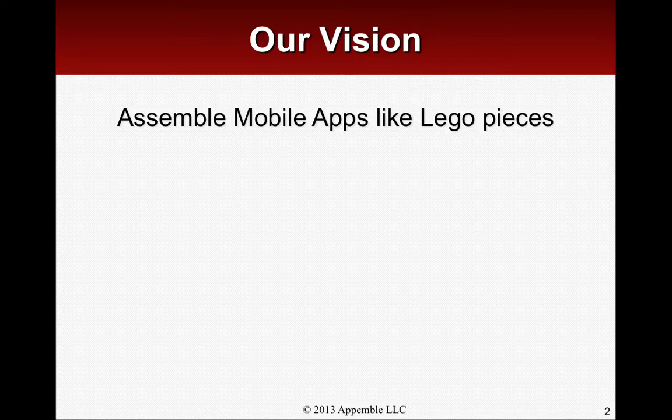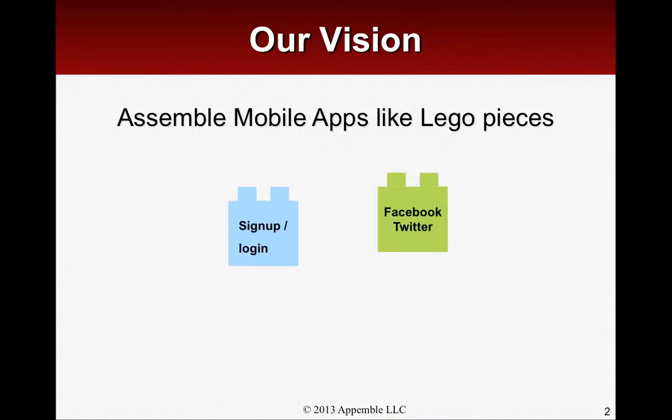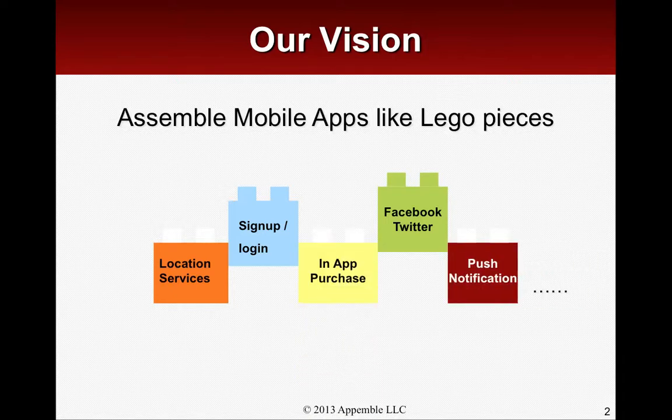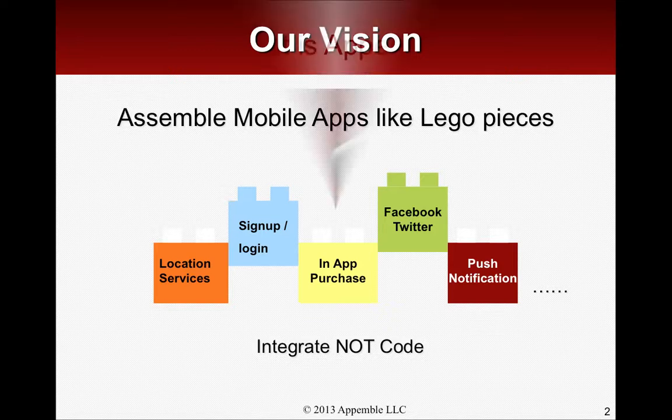Our vision is that you should be able to assemble apps like assembling Lego pieces together to make what you want to make, rather than understanding how to code them. There are tens of thousands of apps that need sign up, login, and logout functionality or integration with social networking sites like Facebook and Twitter. And there are lots of apps that need location services, in-app purchase, push notifications, and so on. Why can't there be a pluggable module that contains this functionality and you just need to integrate it with your app that runs seamlessly on both iOS and Android?